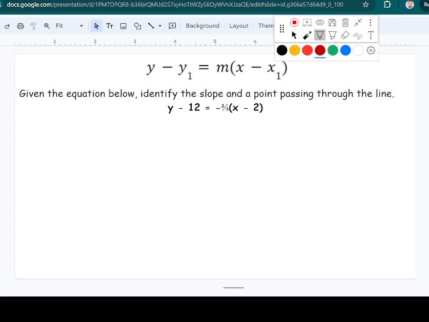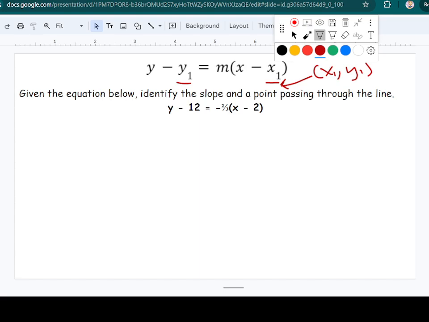Given the equation below, identify the slope and a point passing through the line. So point-slope form gives us a slope and a point. Of course, our m is our slope, and x1 comma y1 is the point. So y1, x1. And do be careful, because it has a minus sign, it actually has two minus signs in the original formula. So positive numbers actually look negative in the formula.